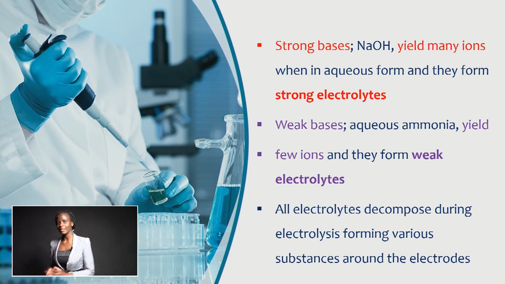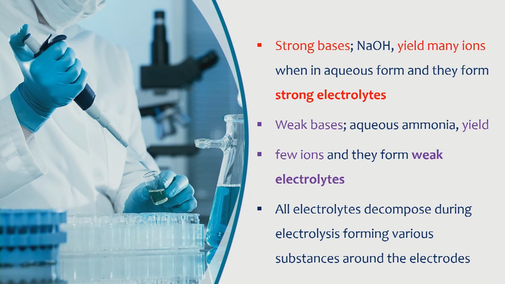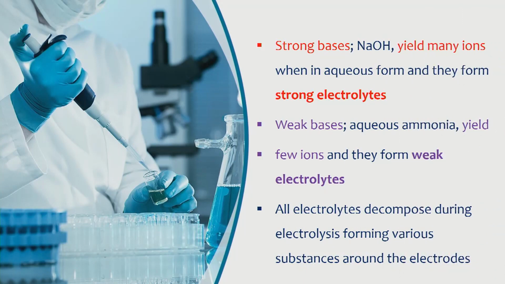A strong electrolyte is one that produces many charged ions, and so it conducts electricity faster than a weak electrolyte. Because strong acids give many charged ions, they are strong electrolytes. Because strong bases give many charged ions, they are strong electrolytes. A weak electrolyte is one that has few charged ions, and for that reason, they don't conduct electricity so fast. And so weak bases have few ions and they are weak electrolytes, and weak acids have few ions and they are also weak electrolytes. I think that is well understood.